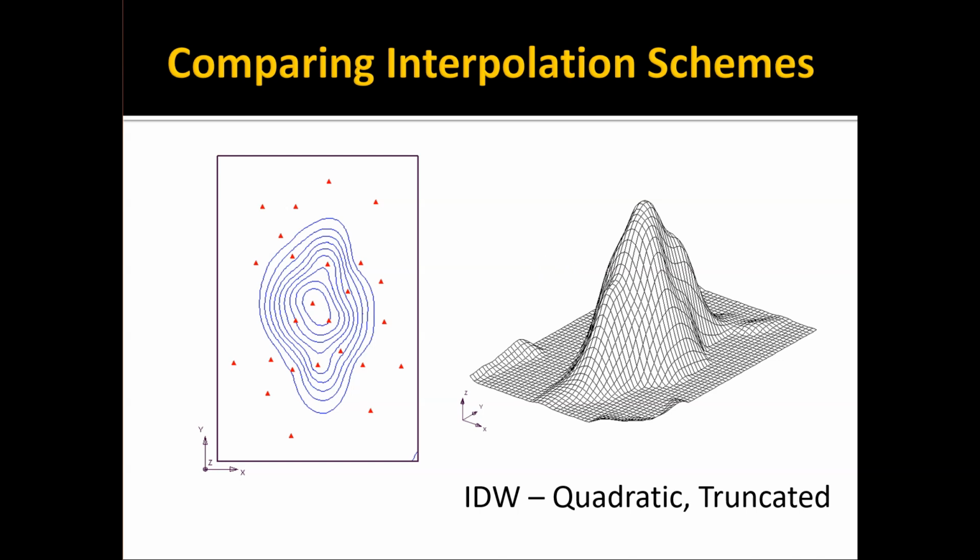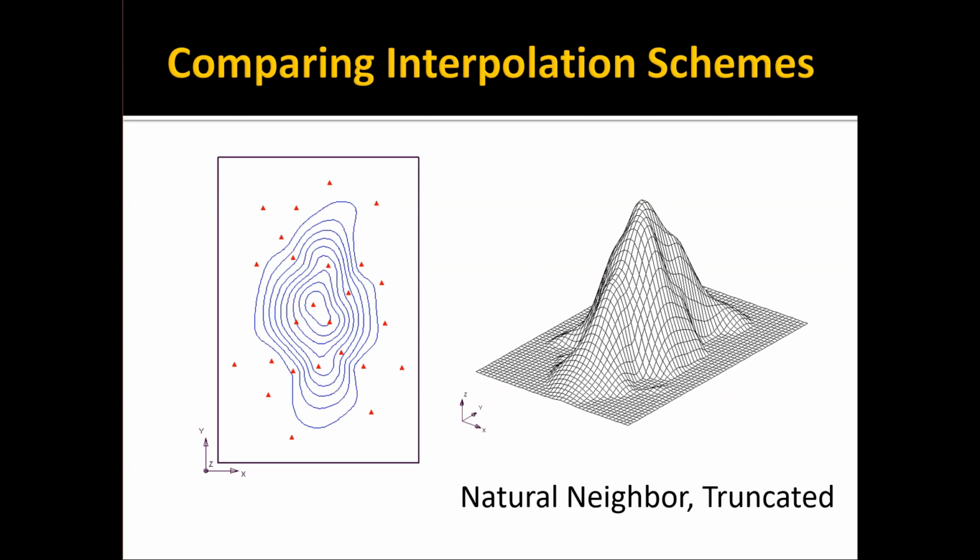And then another one we have is natural neighbor interpolation. That one works pretty well. And again, this is truncated, so we get a pretty good shape in here. This one is a pretty popular interpolation method.